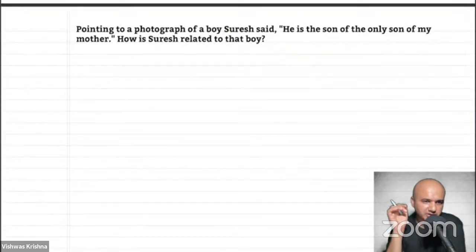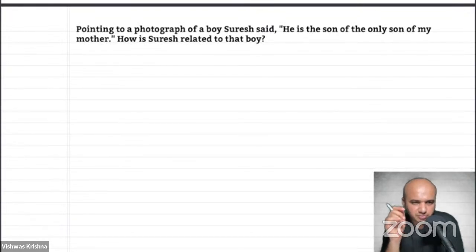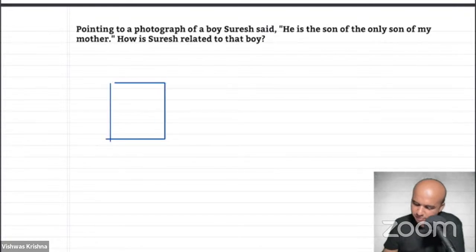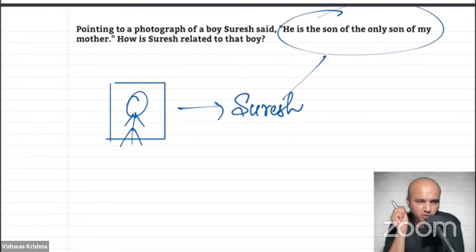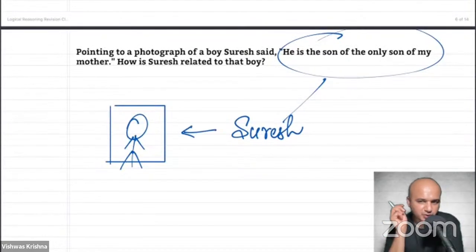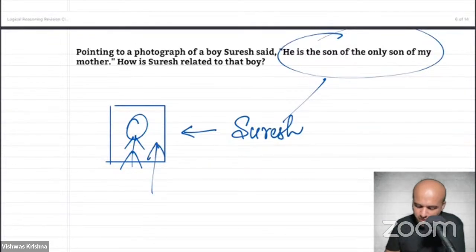Okay, now we are already into the blood relations concept. This is an interesting question. Try to read this and you tell me the answer. I'll give you the chance. Pointing to a photograph, let's say this is a photograph, and someone is here. It's a boy, they say. Suresh is telling, pointing to a photograph, that he is the son of the only son of my mother. Now, how is Suresh related to this boy, the boy who is there in the photograph?